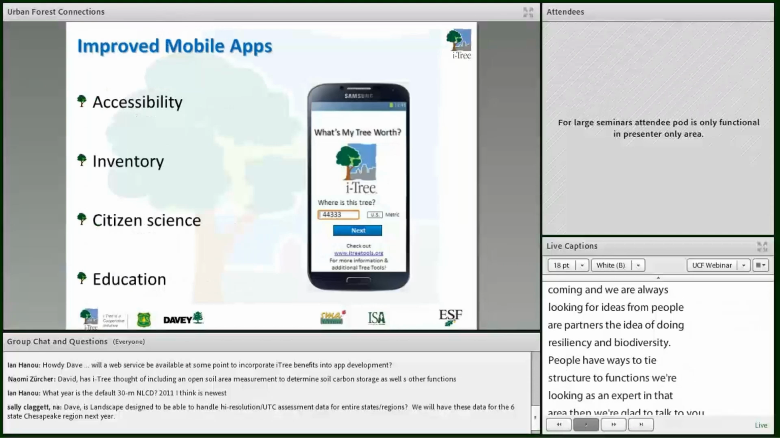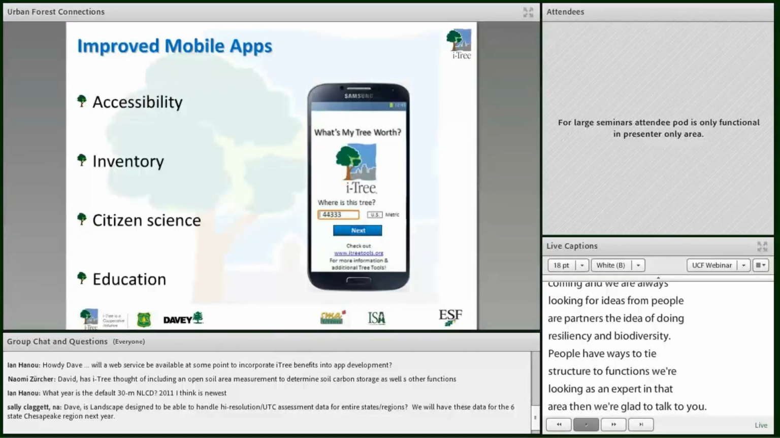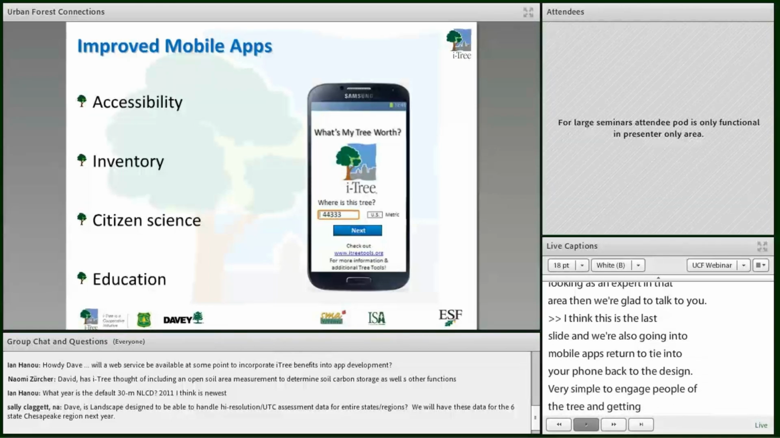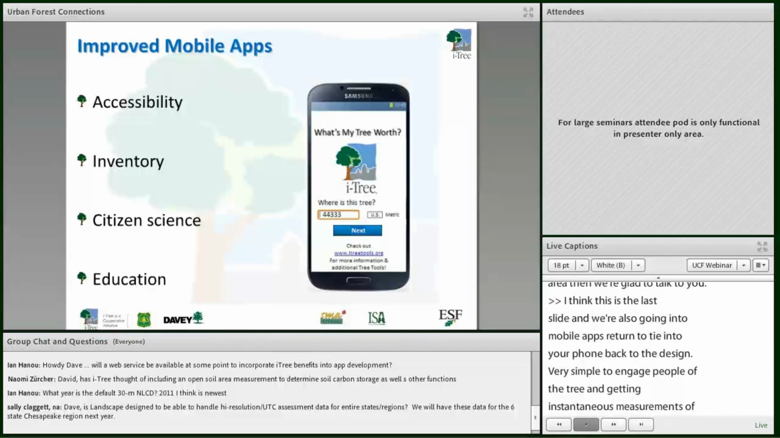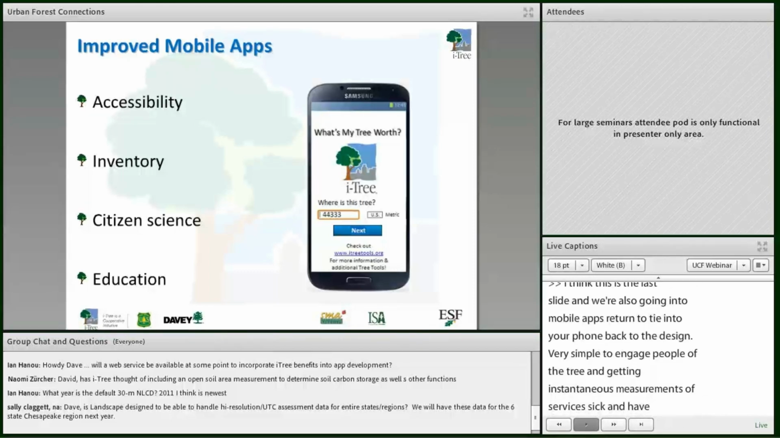I think this is the last slide. We're also going into mobile apps, trying to tie on your phone back to design, so very simple to engage people of measuring a tree and getting sort of instantaneous measurements of services. So you can add inventories, good for education. Dave Bologniars and others are working on an education program with various cooperators. Citizen science, we think this mobile app will help develop some of those opportunities.